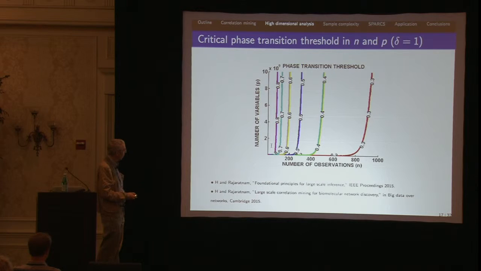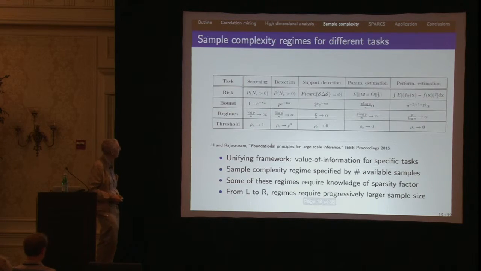And this just shows the same plot in a different way. So if you're looking, say, for, again, 0.7, this is the number of observations that you need as a function of the number of variables going up to 10 billion. All of this is in our paper in the IEEE Proceedings, which is about to appear.